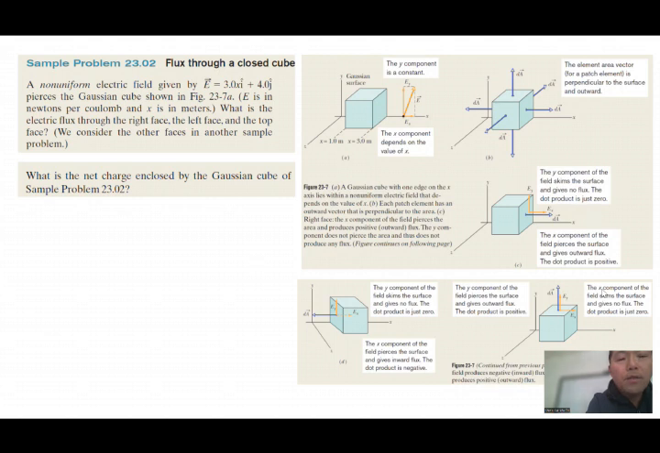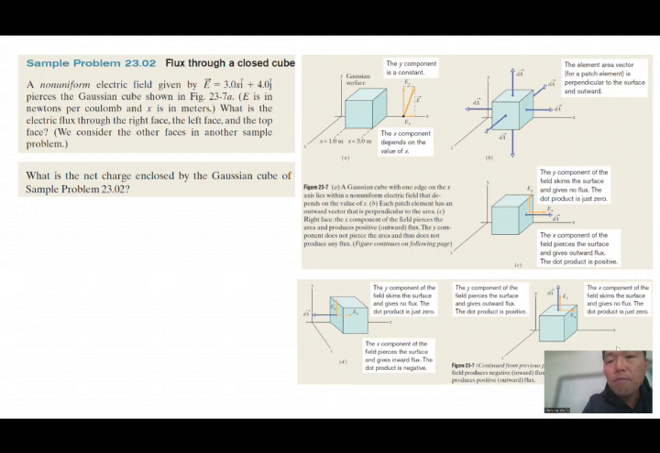So the question is, what is the electric flux through the right face, the left face, and the top face? We consider the other faces in another sample problem. Actually, that problem is, what is the net charge enclosed by the Gaussian cube of sample problem 23.02? So now let's take a look at the picture.